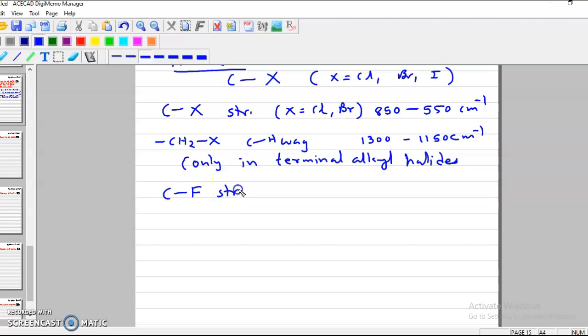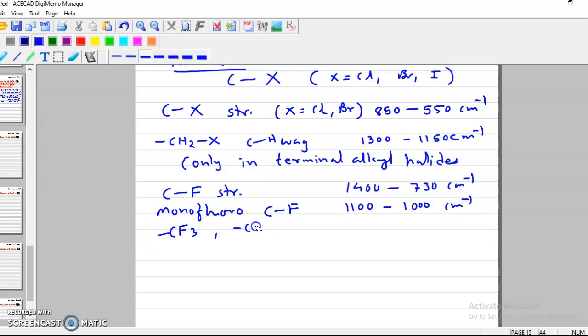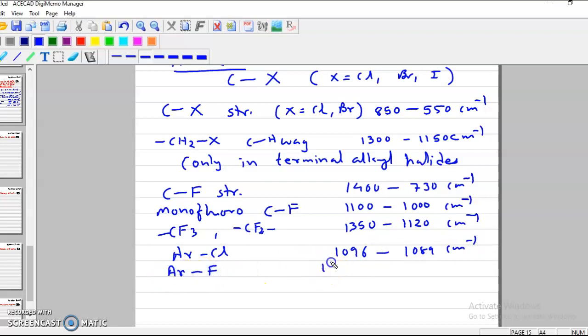CF stretching appears at 1400 to 730 centimeter inverse range. In case of monofluoro compounds, that means there is only one fluorine, we will observe a band between 1100 and 1000 centimeter inverse. In case of CF3 or CF2, the band will be at 1350 to 1120 centimeter inverse. For aromatic halides like chlorobenzene, we will observe the band between 1096 and 1089 centimeter inverse. And if it is aryl fluoride, then it is at 1250 to 1110 centimeter inverse. So these are the main bands that appear in halides.